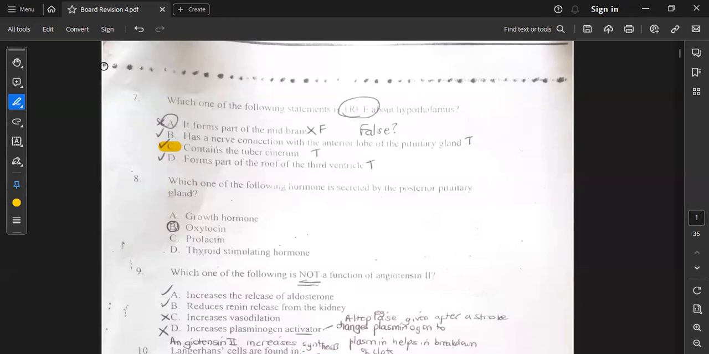And then, which one of the following hormones is secreted by the posterior pituitary gland? These things we had covered in detail. That's why we are not focusing a lot on hypothalamus and pituitary. Anyway, for that one, it has been said that it is oxytocin. And she's gone ahead to say that the posterior pituitary gland also produces vasopressin, also known as ADH.